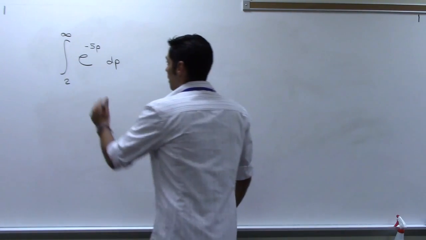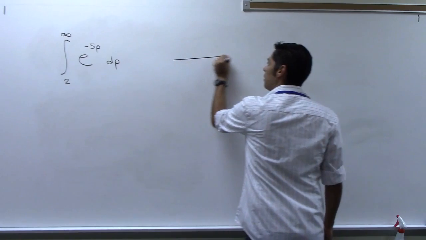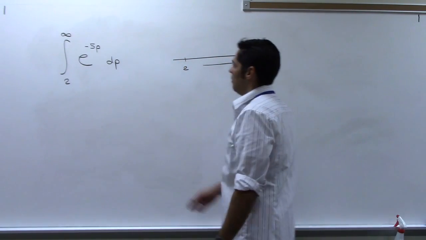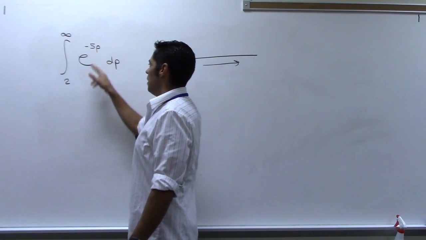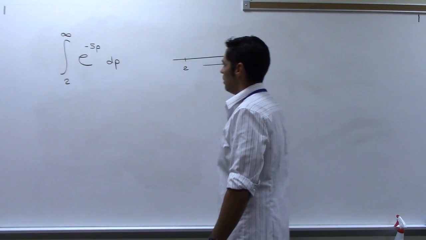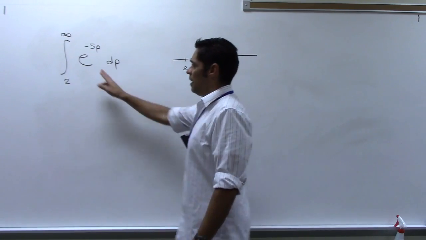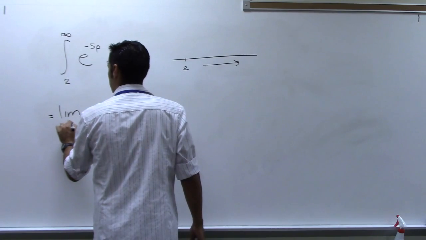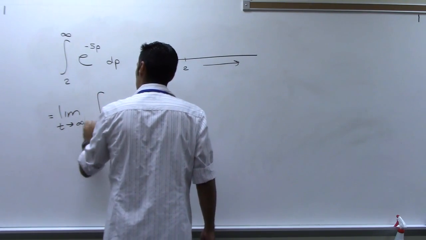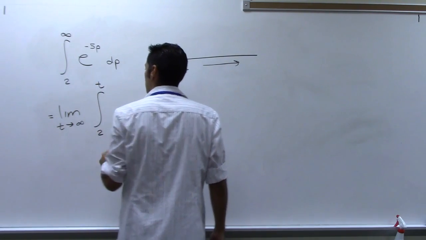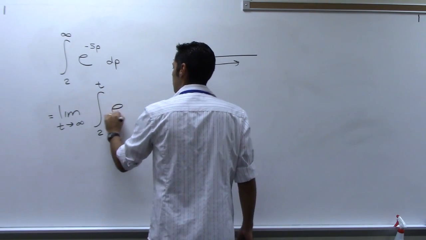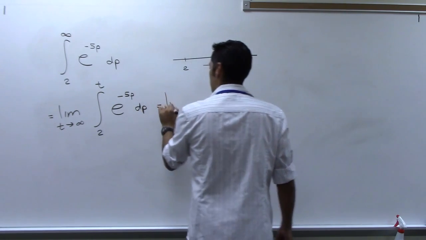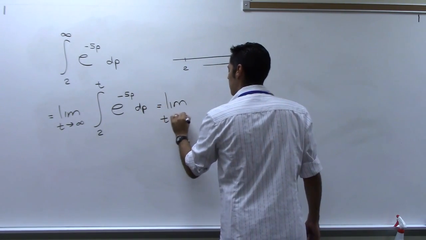Okay, so in this one, we're integrating from 2 to infinity, so this way. And then e to the negative 5p, that doesn't ever have a discontinuity, so I don't need to worry about it. So I just need to find the antiderivative here. So let me first change this over. Limit t goes to infinity of the integral 2 to t, and then now e to the negative 5p dp, which equals the limit as t goes to infinity.